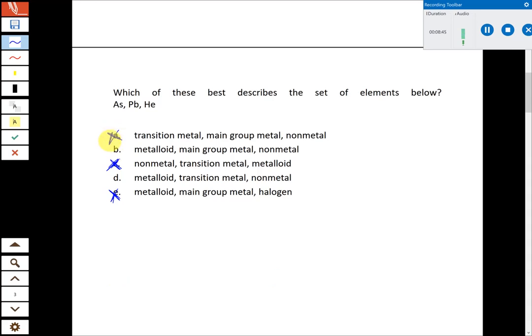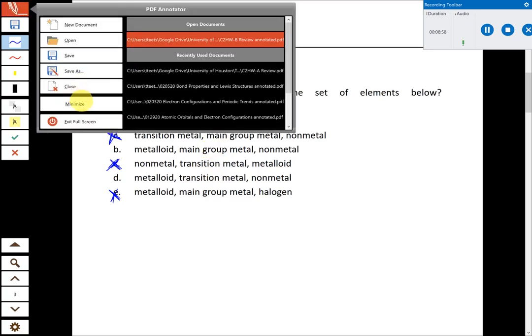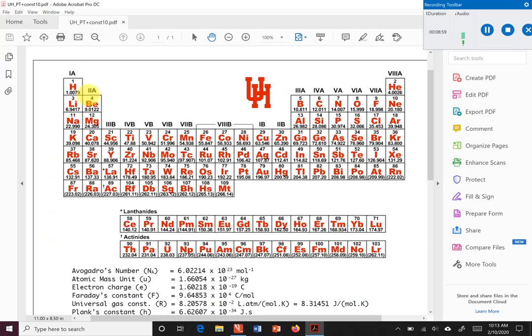That leaves us to distinguish between B and D. So we have to think: Pb, the last one here, lead, is that a main group metal or is that a transition metal? Okay, and I think this is where there was some confusion. So if we look at Pb and go back to the periodic table, Pb is over here, lead.